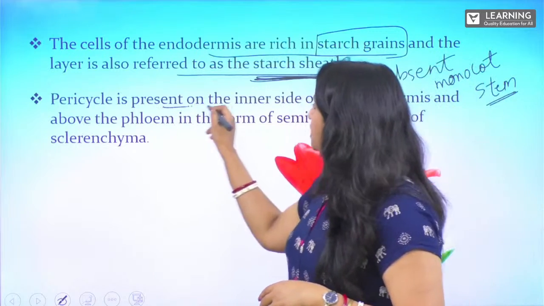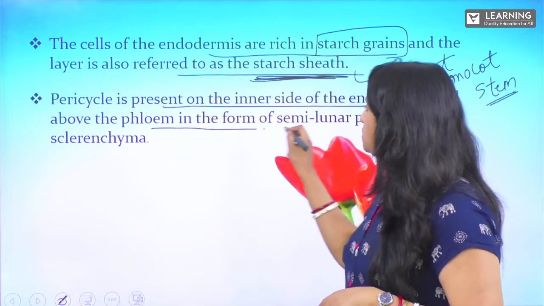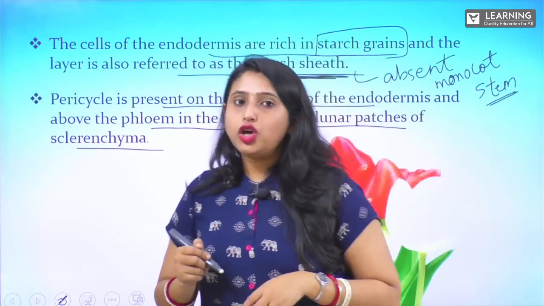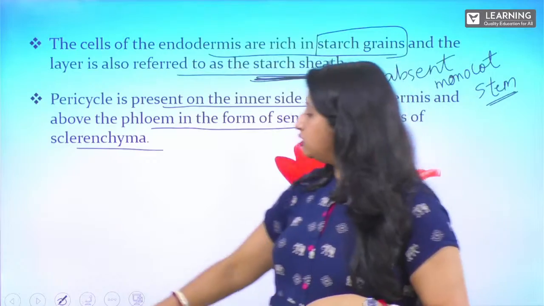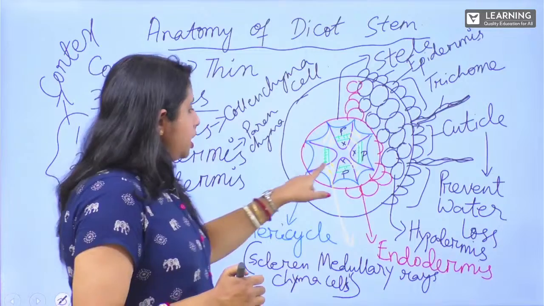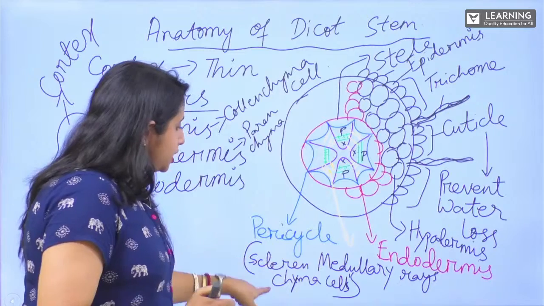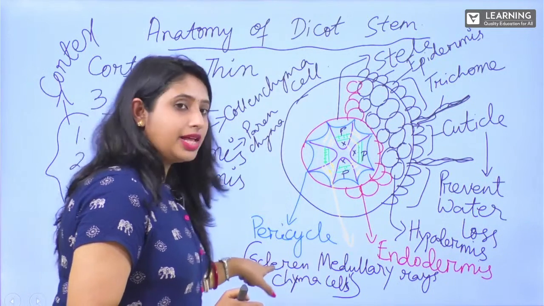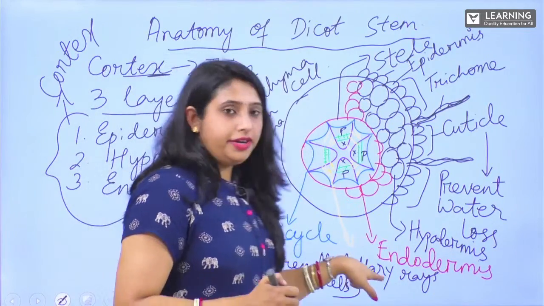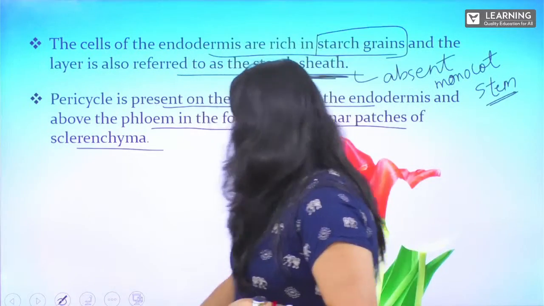So the pericycle is present on the inner side of the endodermis, and above the phloem it is in the form of semilunar patches of sclerenchyma. As we have seen, look here, where is the pericycle? The pericycle is always on the inner side, right? And it is made up of sclerenchyma cells. And in between the xylem and phloem, we can find the medullary rays too. So this is all about your dicot stem.